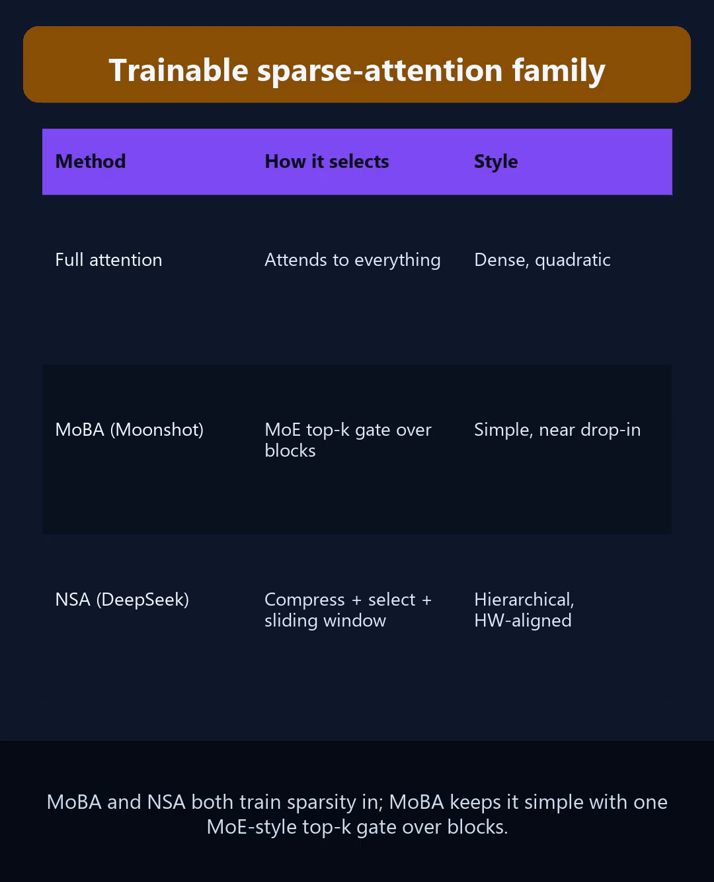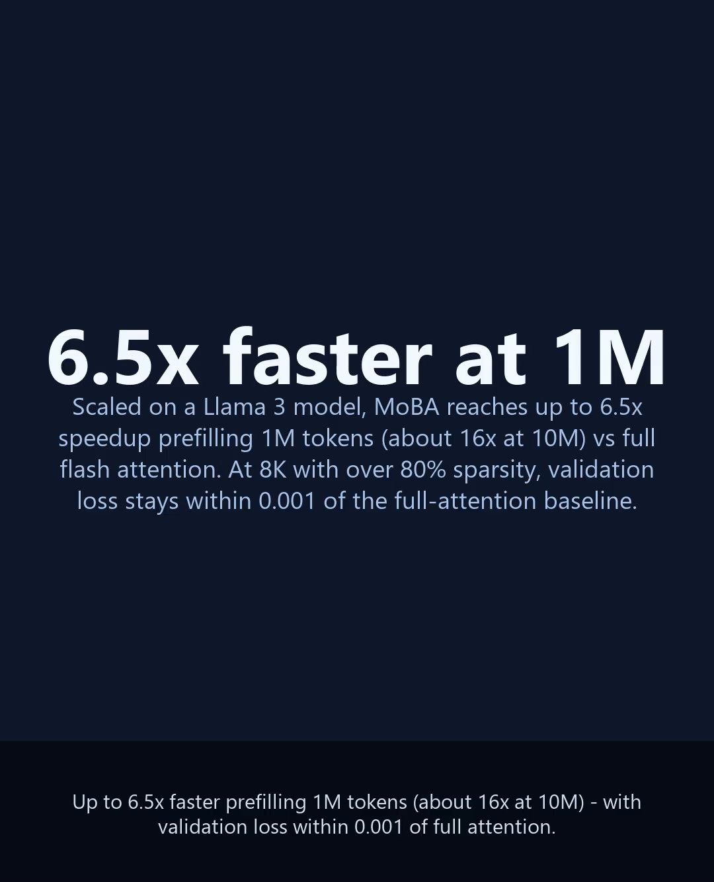MoBA is not alone. It sits in a small family of trainable sparse attention methods from early 2025. Native sparse attention, from DeepSeek, uses a hierarchical mix of compression, selection, and a sliding window, tuned tightly to the hardware. MoBA is deliberately simpler. One mixture of experts-style top K gate over blocks, a near drop-in change to standard attention that is easy to adopt.